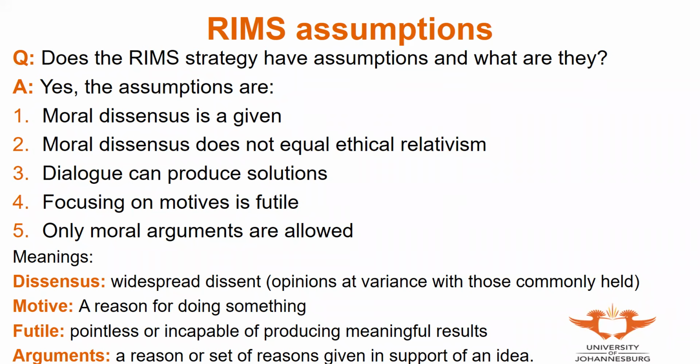Some of the key words from here are: dissensus. Dissensus in its simplest form means everyone has opinions, and that is a given. The reality is that what I may believe in is something that you may disagree on. The fact that we are human means we are going to have different opinions. A motive is the reason behind doing something, the purpose behind doing something.